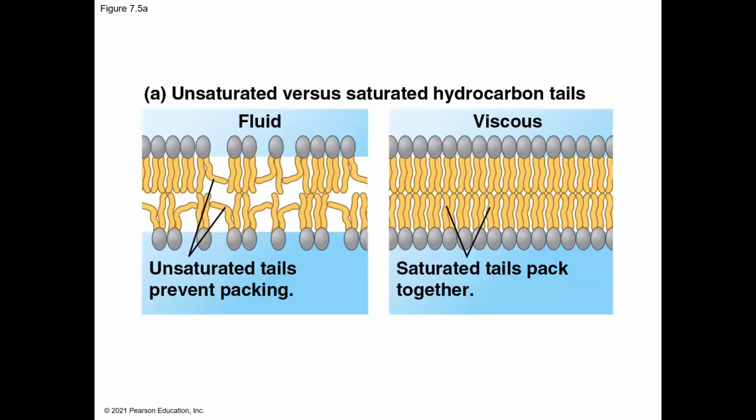So unsaturated versus saturated. If it's unsaturated, it's more fluid. If it's viscous, then it's made of saturated phospholipids. So depending on you, of course, your membranes can be made of a variety of both things.